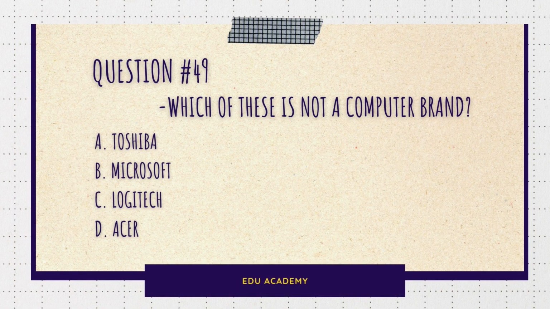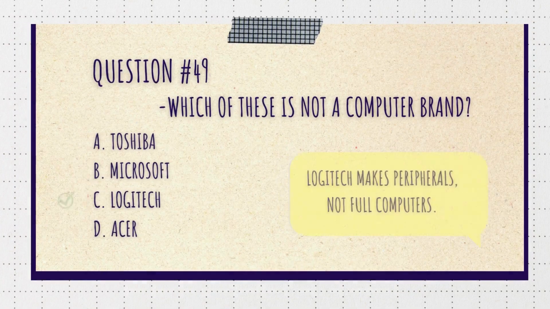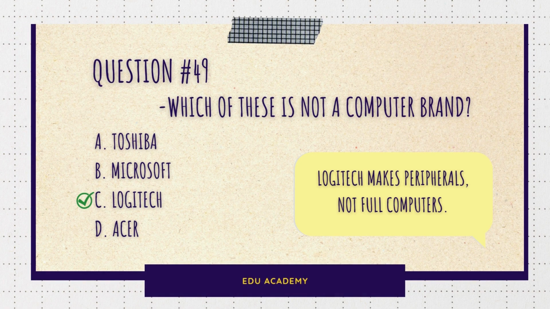Question 49. Which of these is not a computer brand? A. Toshiba, B. Microsoft, C. Logitech, or letter D? Acer, you have 10 seconds. Time's up. Answer C. Logitech. Logitech makes computer peripherals, not full computer systems.